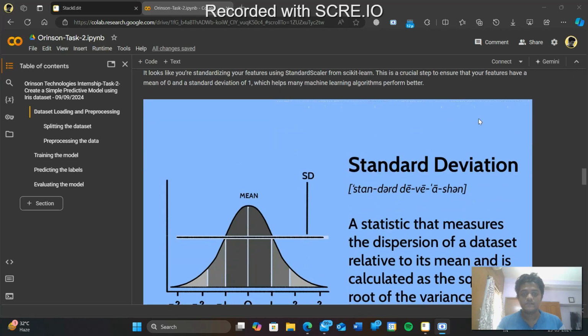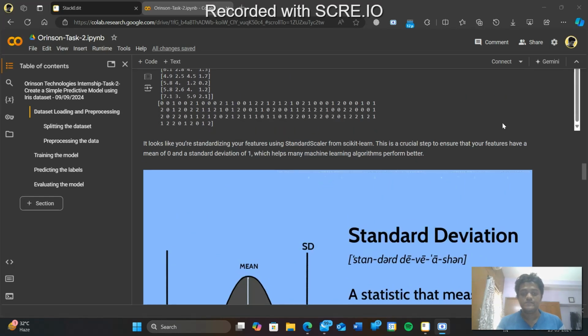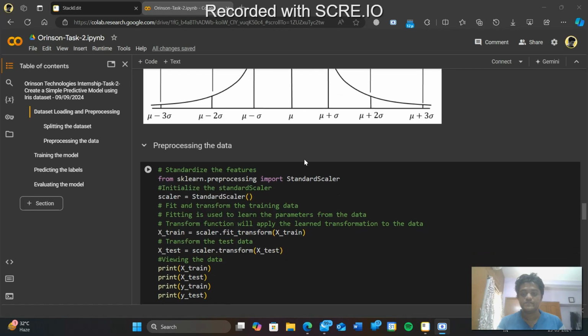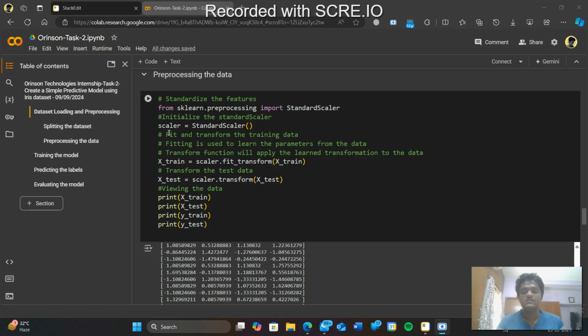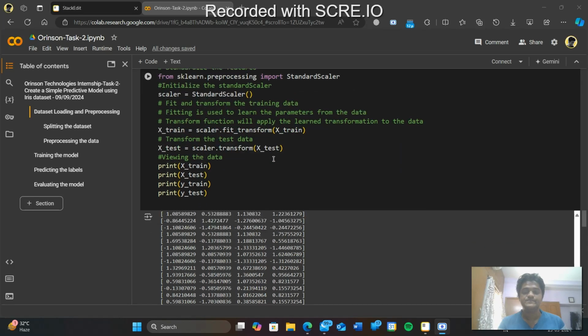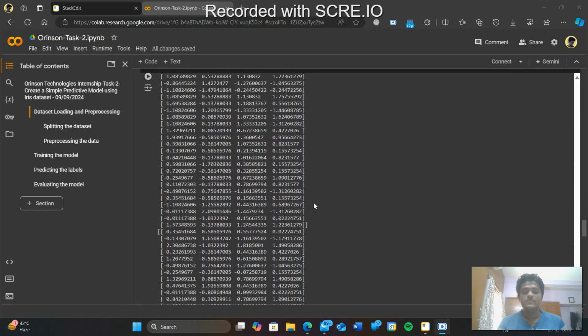Next we pre-process the data and we scale the data. Here we are initializing the standard scaler, and now we are fitting and transforming the data. Fitting is used to learn the parameters from the data, and the transform function will apply the learned transformation to the data. So we are performing both fit and transform on the data here, and now we are viewing the data here.